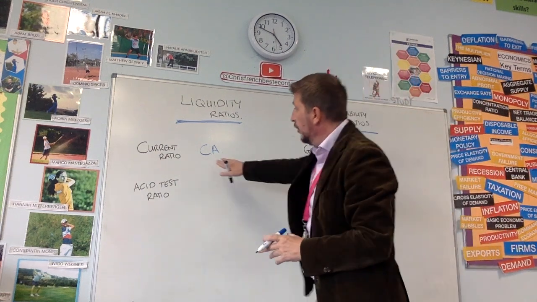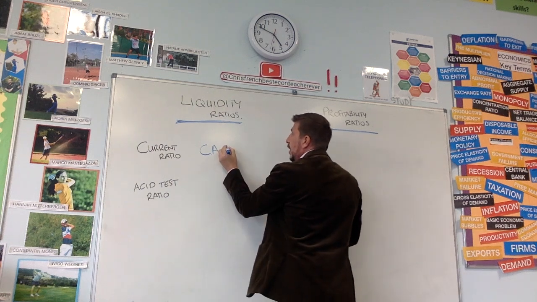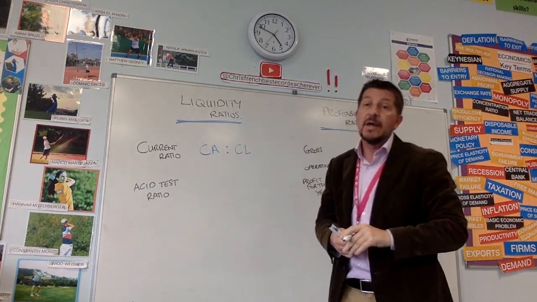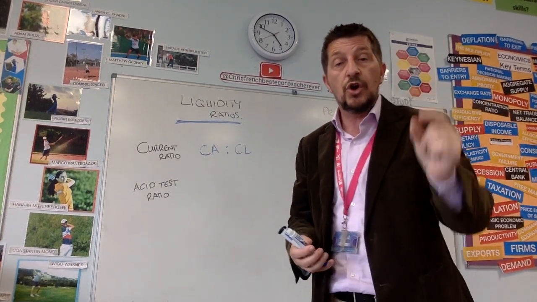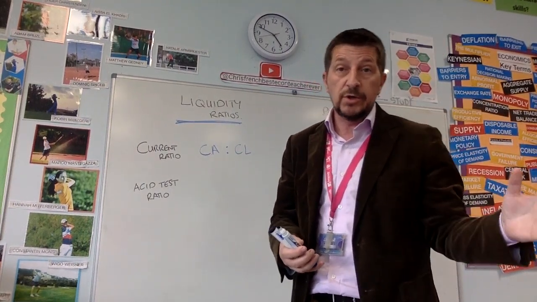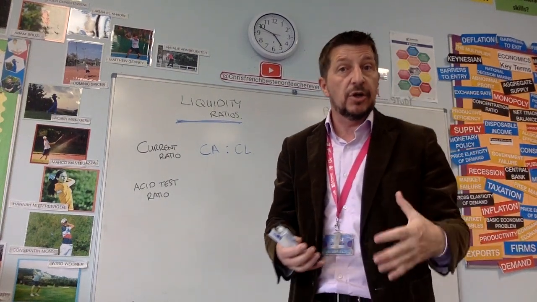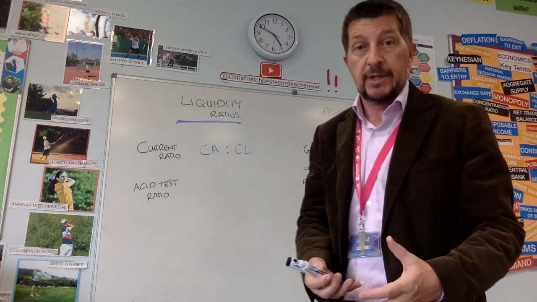So we're going to take our current assets on one side and compare that to our current liabilities on the other. Now, current liabilities are exactly the same: short term, less than one year, but not assets, debts. A liability is just another fancy word for a debt. Money that you owe somebody.